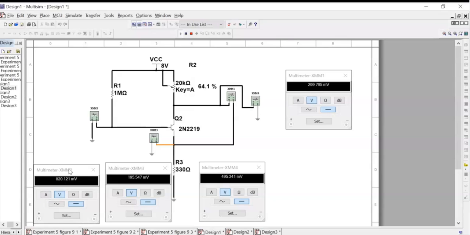So the base voltage is 0.82 volts. Next, the collector voltage is meter 4, 0.5 volts. Next, the emitter voltage is 0.2 volts. So what will be the condition of the transistor? So let us see.